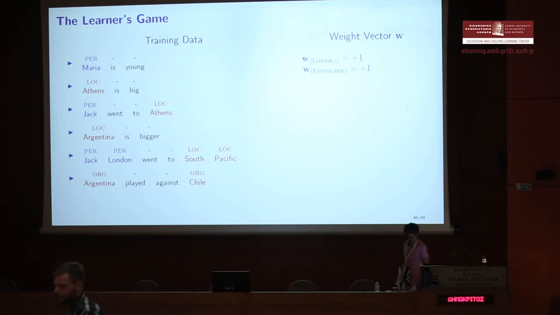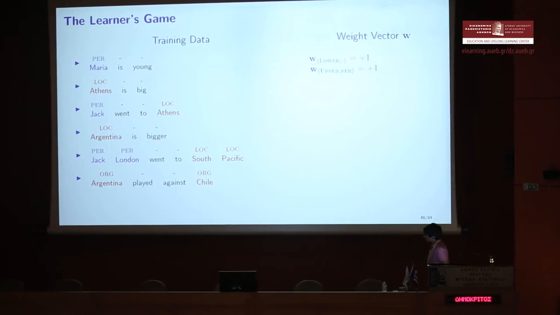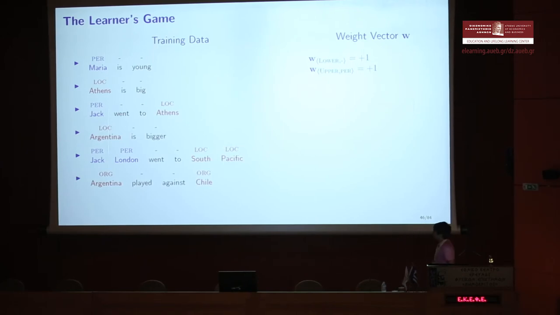So actually, is there a better way to put a weight on this kind of feature? Can someone think? By setting this feature to 1, I'm getting 1, 2, 3, 4 words correct, but I'm getting 1, 2, 3, 4, 5, 6, 7 incorrect, right? So it seems that I'm saying that all the uppercase words that are persons should be preferred, but actually the class location is more frequent.